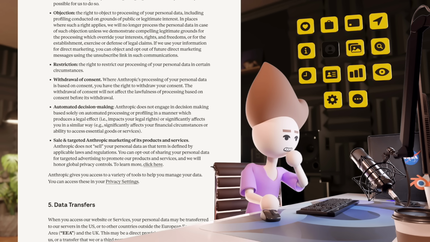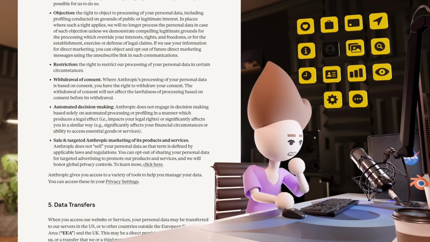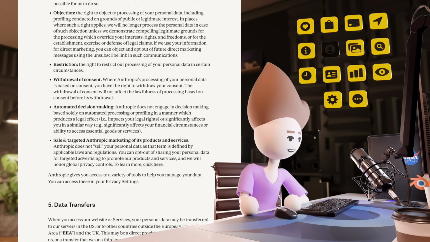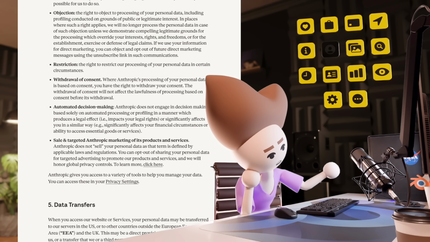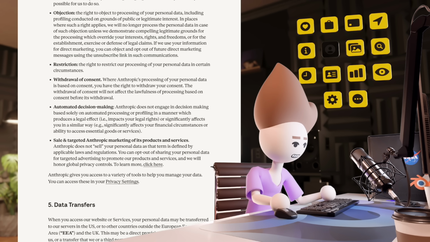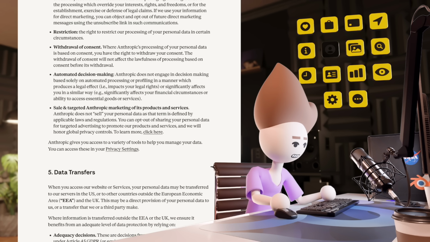Automated decision-making. Anthropic does not engage in decision-making based solely on automated processing or profiling in a manner which produces a legal effect, i.e. impacts your legal rights, or significantly affects you in a similar way, for example, significantly affects your financial circumstances or ability to access essential goods or services. Sale and targeted marketing of its products and services.